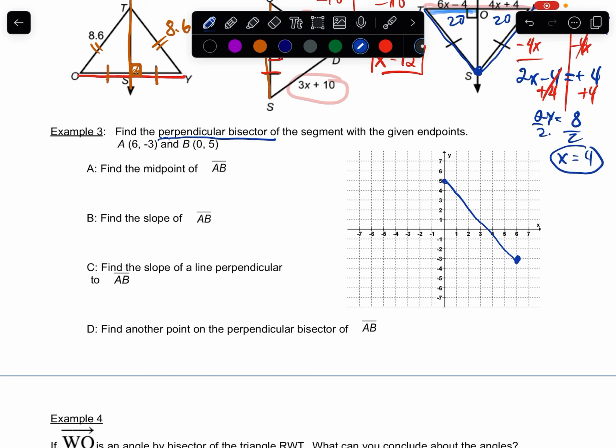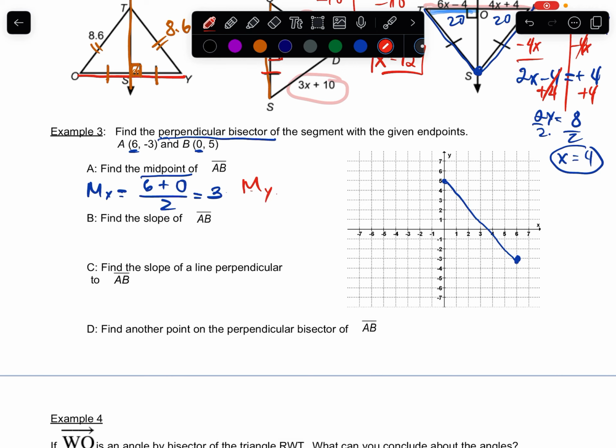And I know I need a bisector, so I know it goes through the middle. So we will find the midpoint. What's the midpoint of AB? Well, it's the middle of the x's and the middle of the y's, right? So my middle of my x's is going to be 6 and 0. I need to add my 6 and my 0 divided by 2. That's going to be 3.